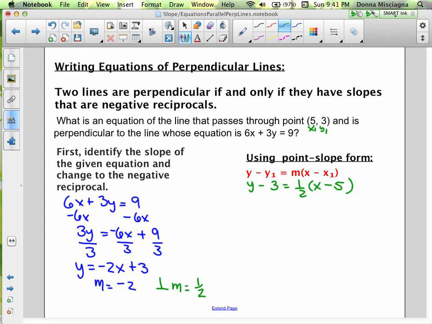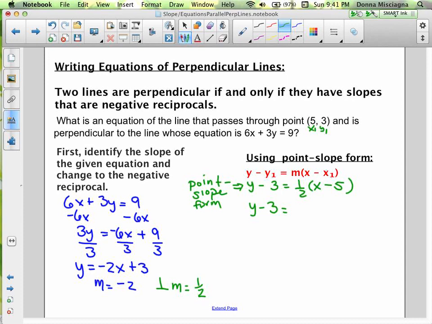Now we'll distribute the 1/2. So we have y minus 3. For the first equation we just wrote, this is point slope. If it tells you to write the equation in point slope, we'll always use point slope as our equation, unless we're writing the equation of a line on the graph and we can identify the y-intercept. So we're going to use point slope first, and then we're going to simplify to have slope-intercept form too.